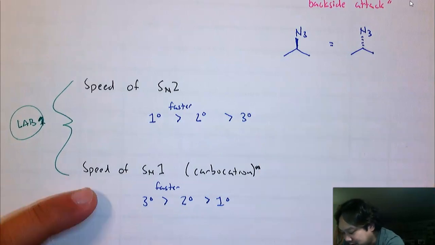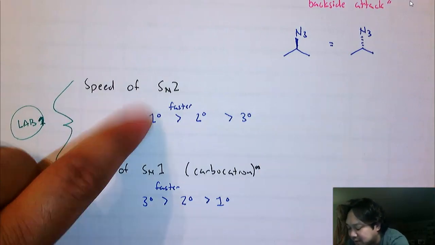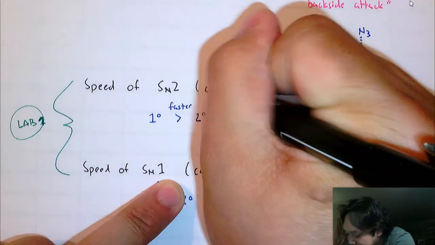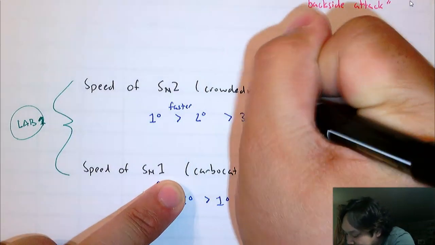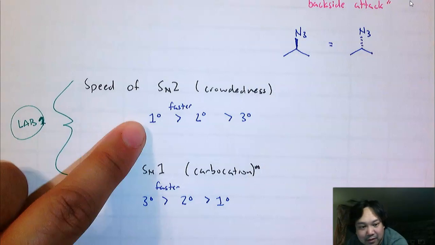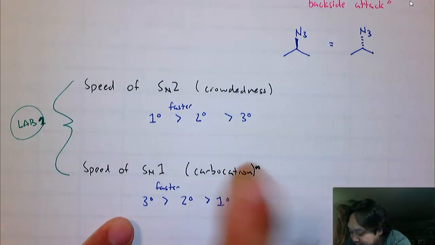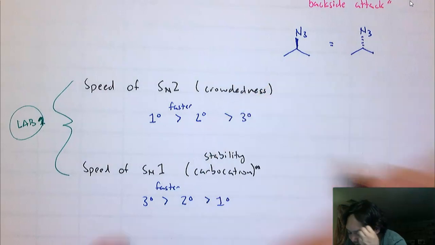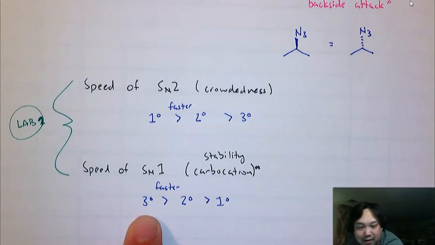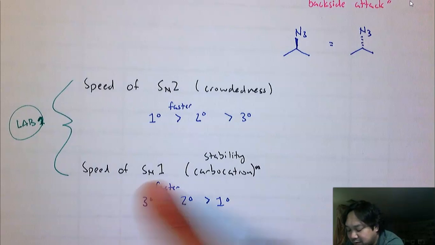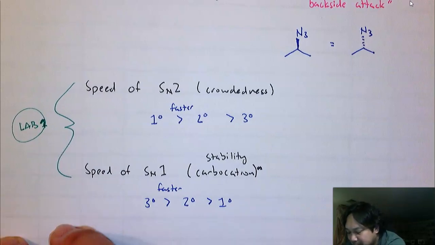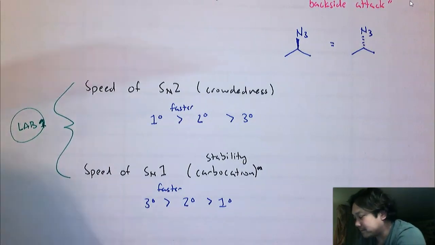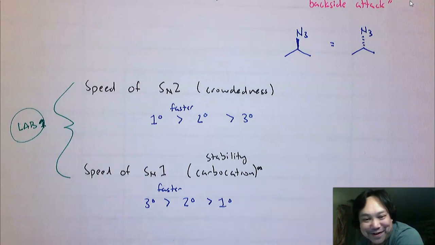I know that was a little bit quick. This speed of the SN2 is based on crowdedness. The less crowded, the faster. This one is based on the stability. So the more stable the carbocation, the faster in an SN1 reaction. Okay. I'm going to stop there.